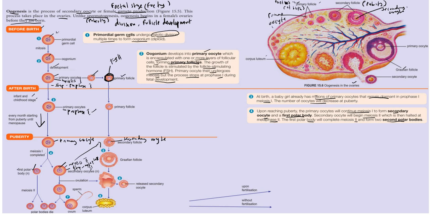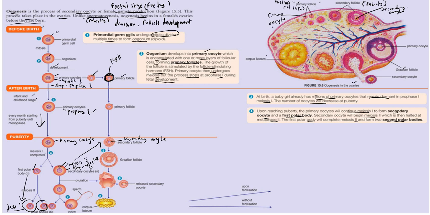But the polar body will undergo meiosis 2 completely and produce two second polar bodies. These polar bodies will later die. They have no function. You can see here the polar body is smaller than the secondary oocyte; the secondary oocyte is bigger than the polar body. If you see in the diagram, the polar body is smaller than the secondary oocyte. The secondary oocyte will undergo meiosis 2 but stop at metaphase 2, which means meiosis 2 is not complete yet.